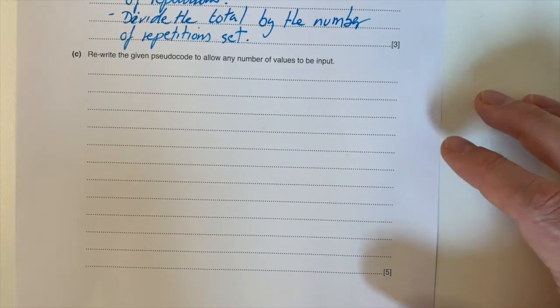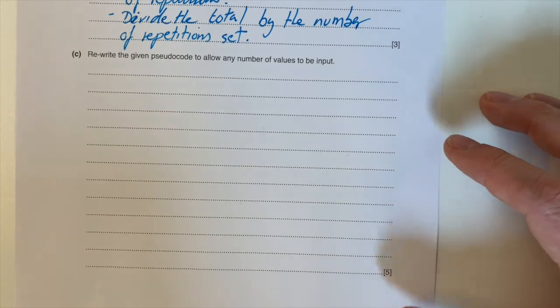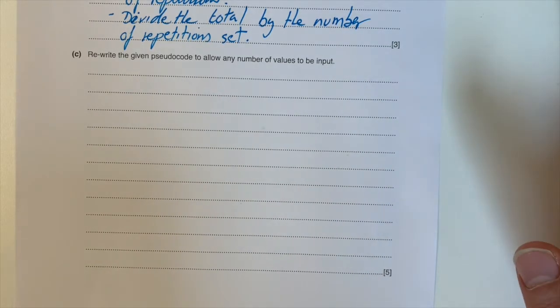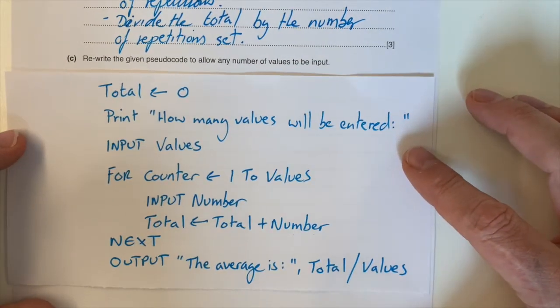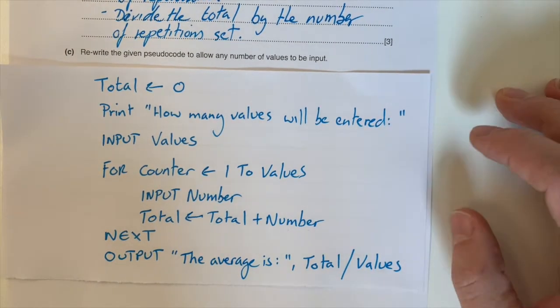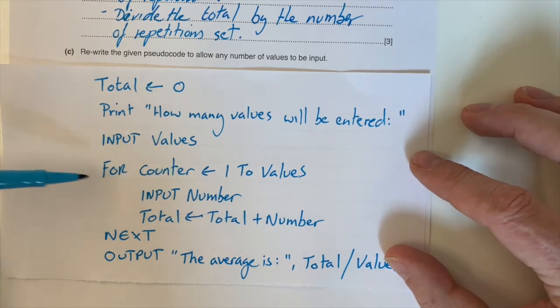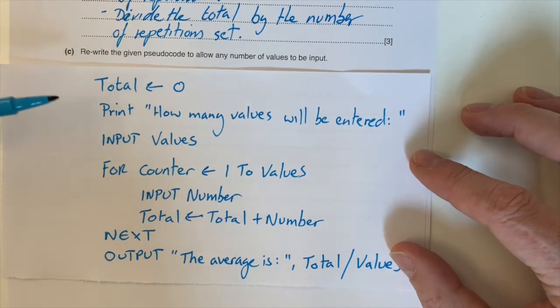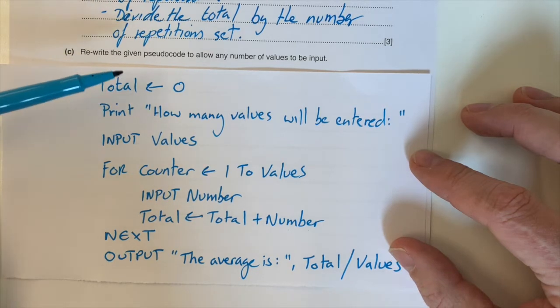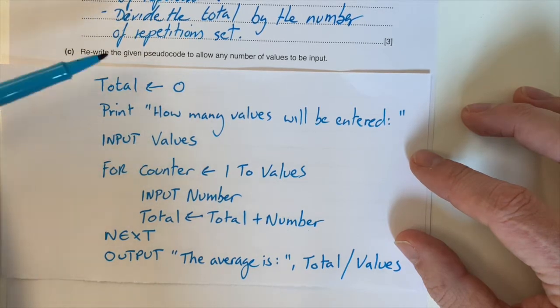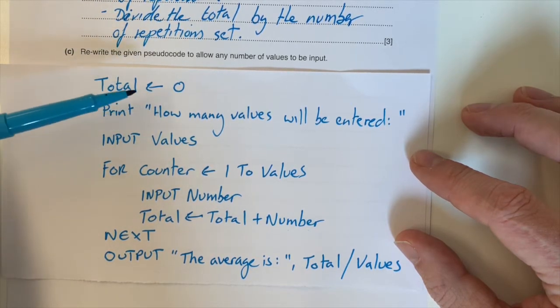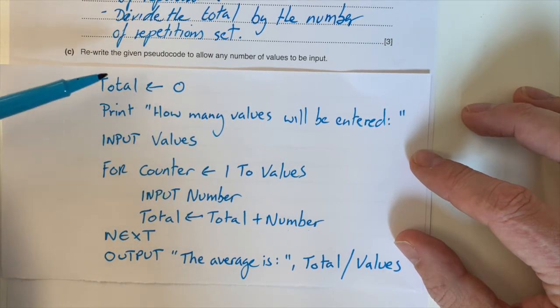Okay, so the next bit, rewrite the given pseudocode to allow any number of values to be input. I've prepared this already, so I'll talk you through this. I'm using the for loop here, okay? But first of all, I've set the total to 0. Okay, the total is the values added together. Every time the user inputs a number, it will be added to the total.